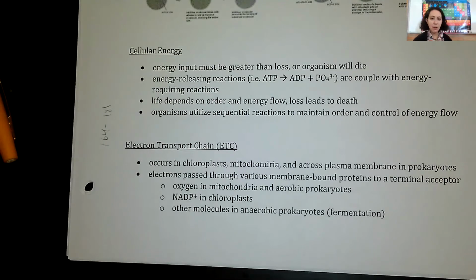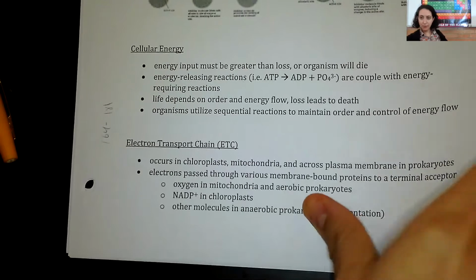And other molecules are used in anaerobic prokaryotes. These are situations where there's no oxygen. Those terminal acceptors are actually found in eukaryotes as well. Lactic acid is one of those. Another one is alcohol, ethanol specifically. It's a process called fermentation, which we'll cover a little bit later. But now, that's the basics.